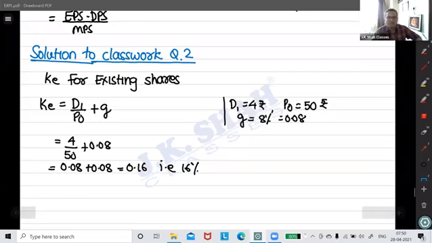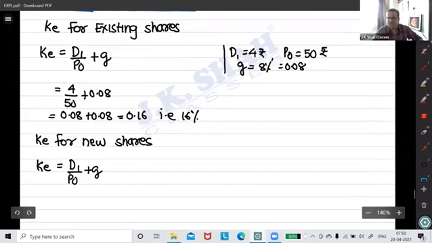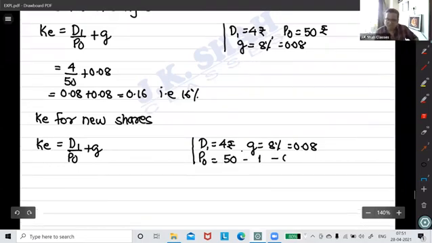Okay. Similarly, we will calculate KE for new shares. So KE is equal to D1 upon P0 plus G. I think the question itself is very clear that D1 is not going to change, G is not going to change. Anyways, we'll mention that D1 is equal to 4 rupees and G is going to be 8%, that is 0.08. So what we expect to change, we expect the P0 to change. 50 minus 1 minus 0.5.